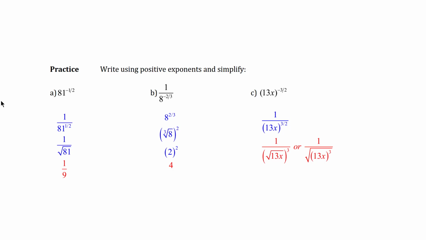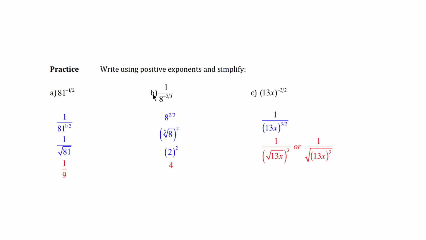Alright, so let's go ahead and get started with part A. We could rewrite this using positive exponents as 1 over 81 to the 1/2 power. Next, we convert this into a radical. We get 1 over the square root of 81, and now we simplify. The square root of 81 is 9, so our final result is 1 over 9.